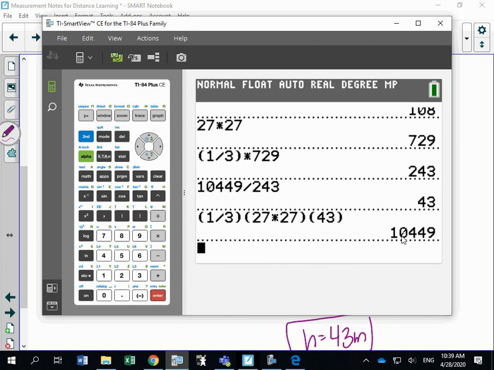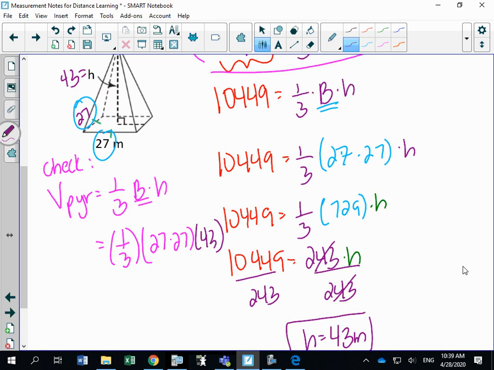And look at that, 10,449. So the volume is 10,449 meters cubed, and that was the volume that they gave me, right? So my check works out.